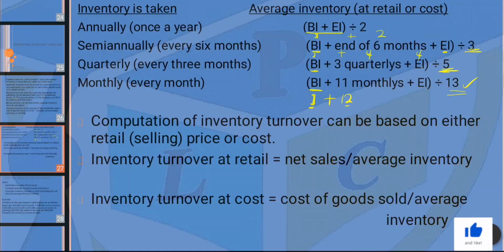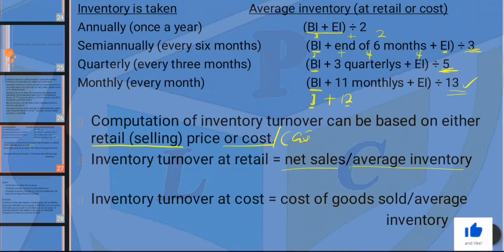So when it comes to computation of inventory turnover, as I indicated at the beginning of this lecture, you have 2 approaches. You're going by the retail, that's the selling price approach, or at cost, which I always call the cost of goods sold approach. Is that okay? So when you're using retail, then we are talking about net sales over what? Average inventory. Is that okay?